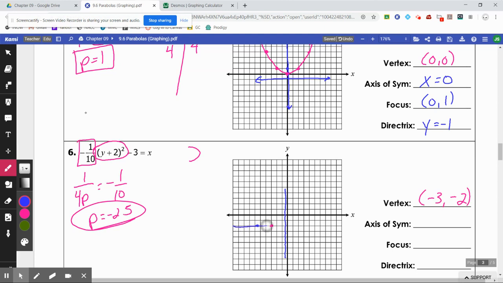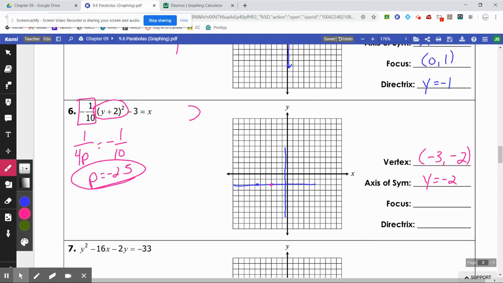Your axis of symmetry passes through the vertex and the focus. So let's fill all this in. Your axis of symmetry is at y equals -2 because it passes again through that vertex. Your focus, we went left 2.5, so that'd be -5.5, -2. Your directrix, we went right from -3, we went right 2.5. So that's going to be at x equals -0.5 is where your directrix will be.